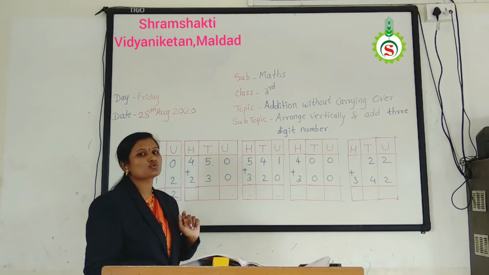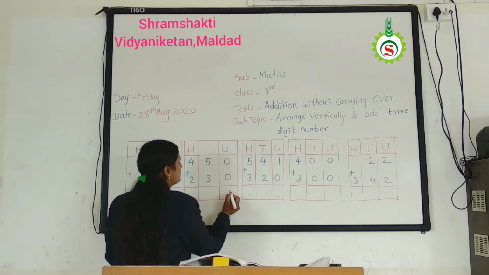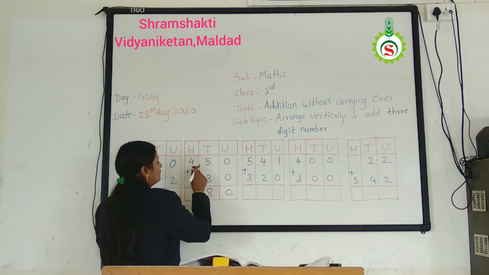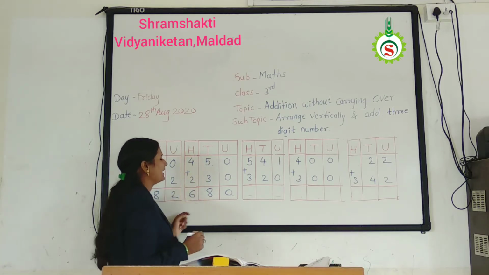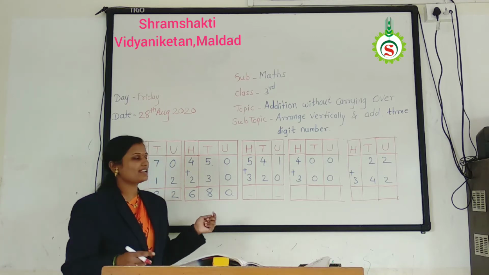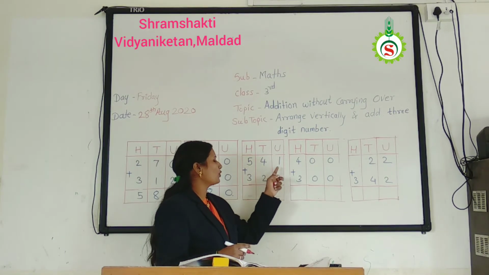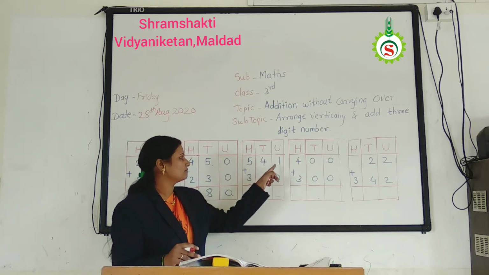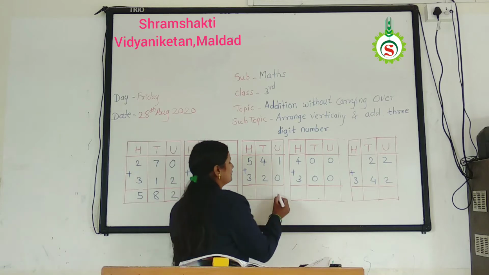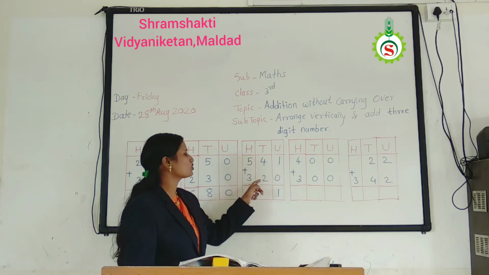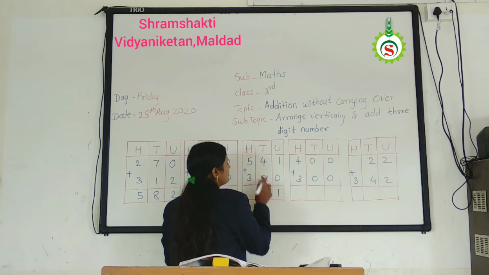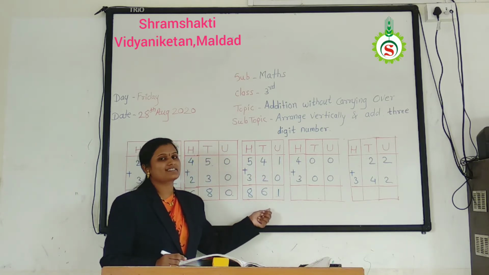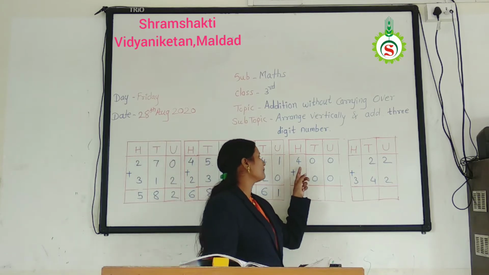You see first unit column. 0 plus 0, 0. 5 plus 3, 8. 4 plus 2, 6. We get 680. See the next example. 541 plus 320. You see first unit column. 1 plus 0, 1. 4 plus 2, 6. 5 plus 3, 8. We get 861.